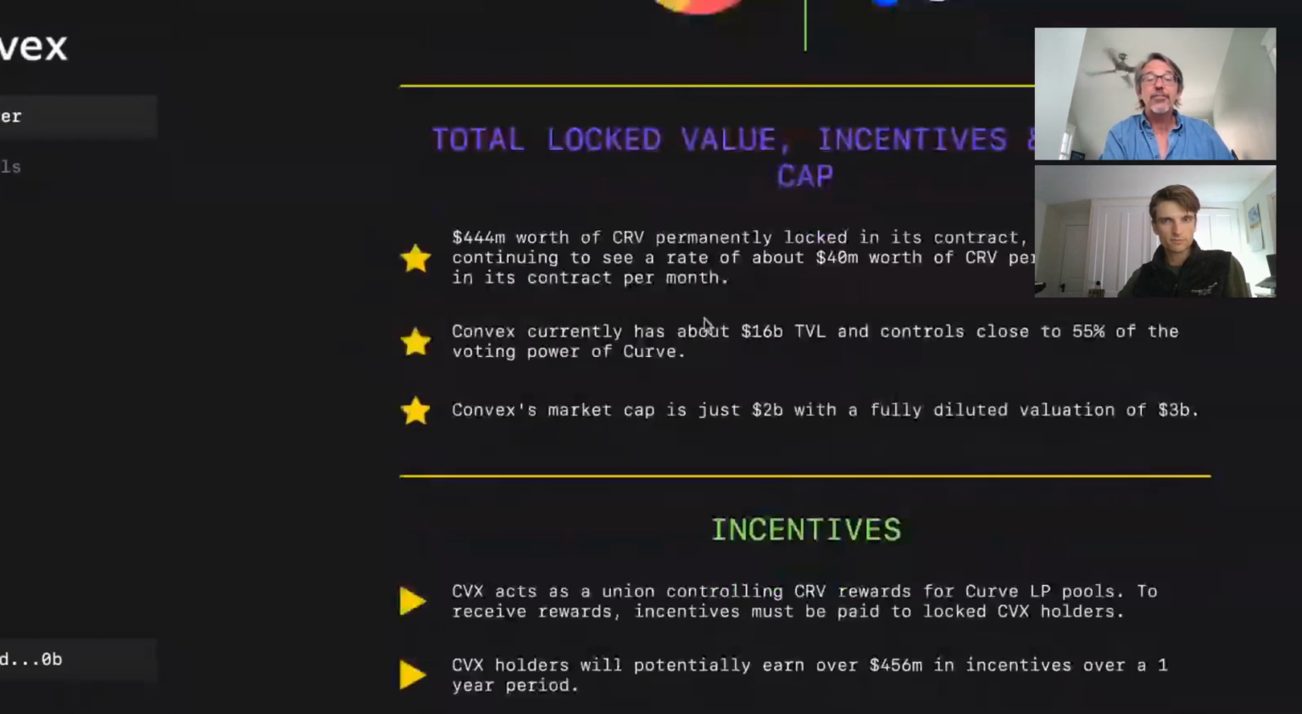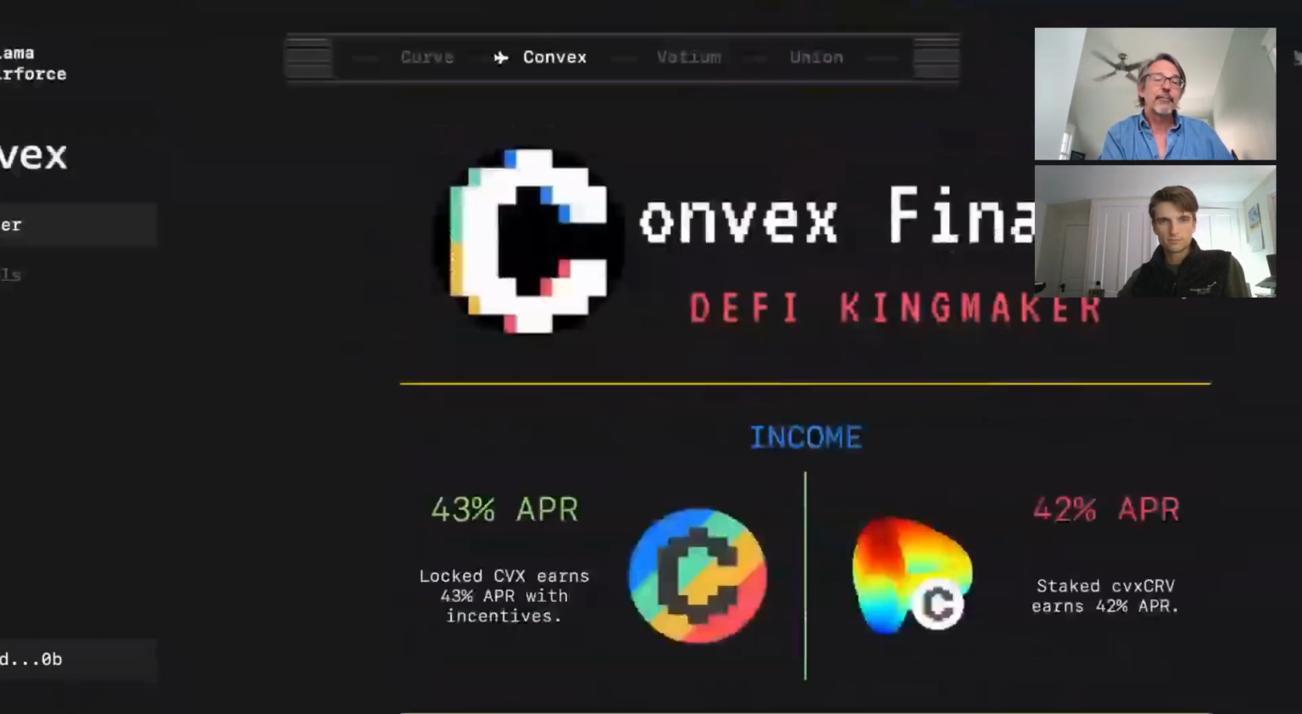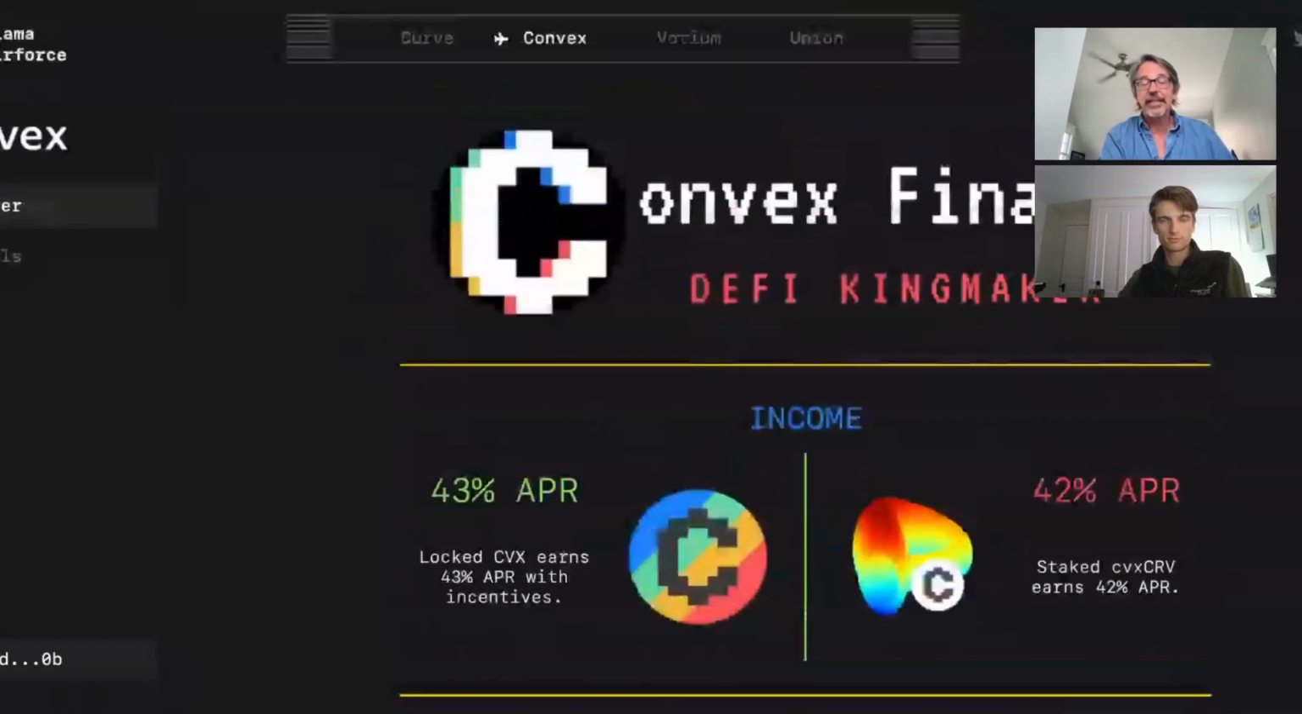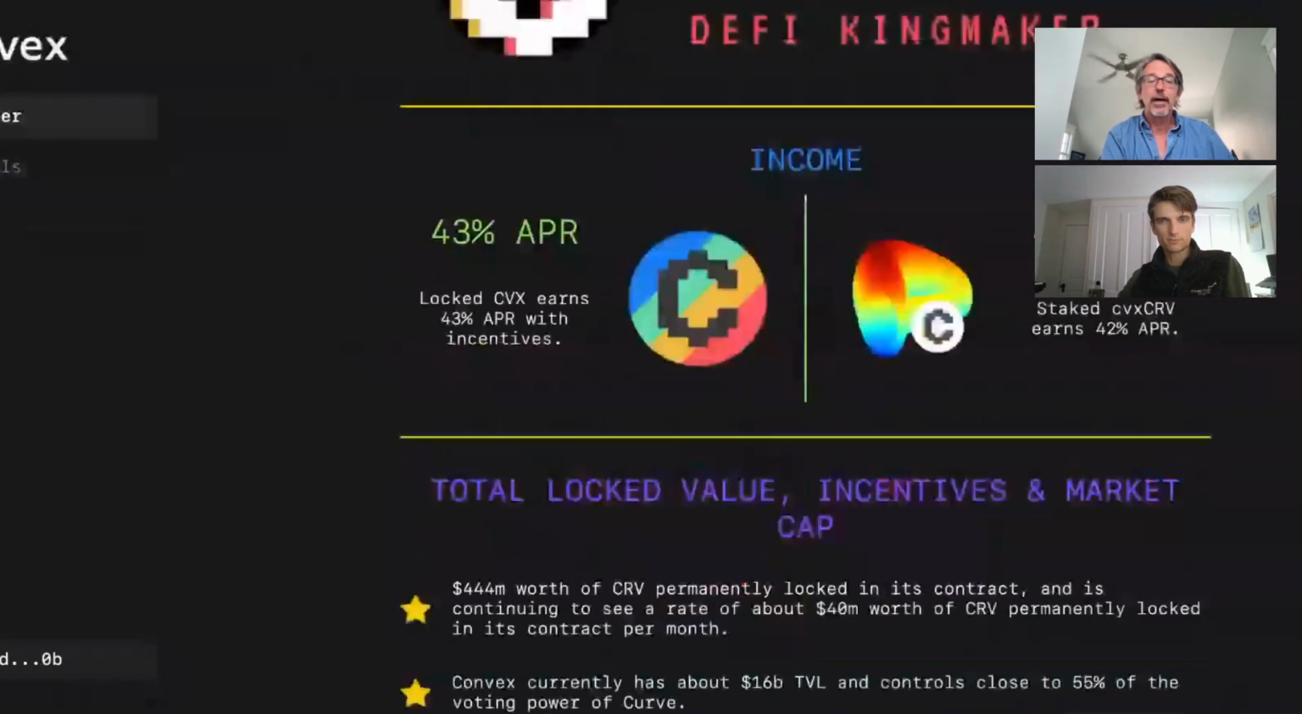So that's why they're called the DeFi Kingmaker, because they actually control Curve through the voting. They basically tell Curve where to incentivize these gauges. I mean, they have that much power.